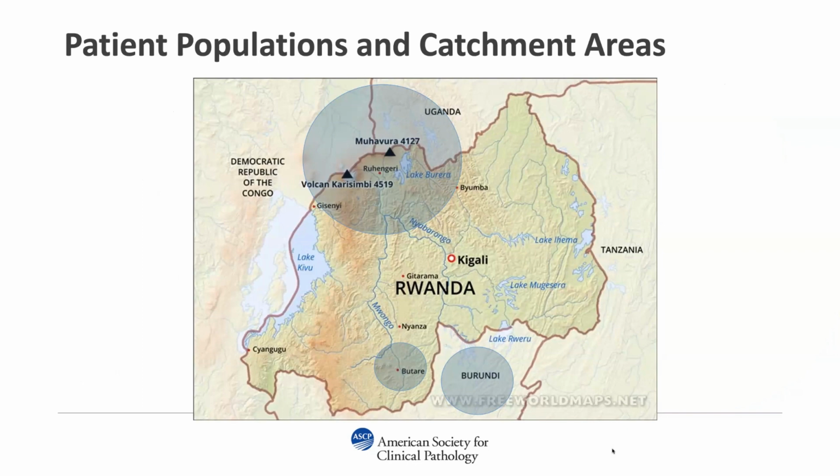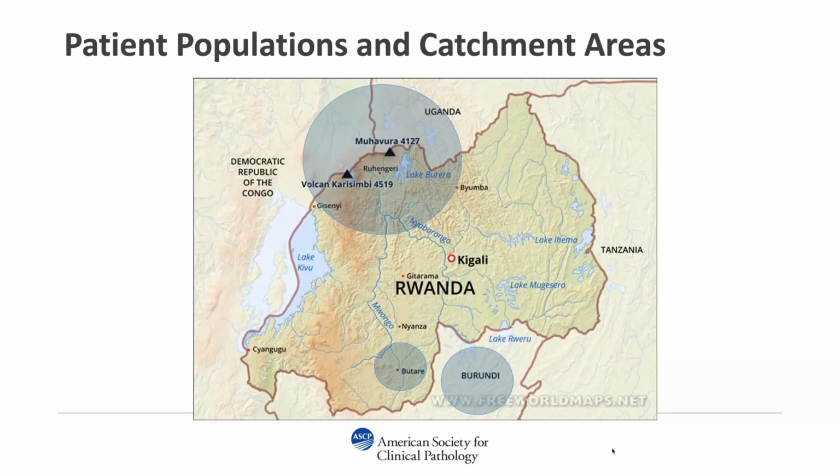But we look at the laboratory in Butaro, which is in the north, and you can't see it, but it's right next to Lake Burera. So there's a laboratory in Rwanda that serves the catchment area that are these gray circles, okay? These gray circles are where patients come from that use that laboratory, right? So there are patients from the north of Rwanda, as we would expect. There are patients from Uganda and Congo that come over the border to use those labs for services.